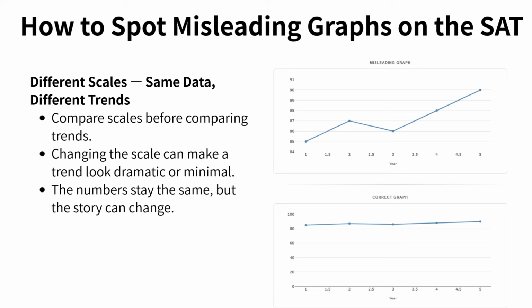Now compare it with the graph below. This graph uses the same data, but the vertical scale is much wider. Suddenly, the trend looks much smaller and more gradual. The key idea is simple. The numbers did not change, but the story did. On the SAT, always compare scales before comparing trends.